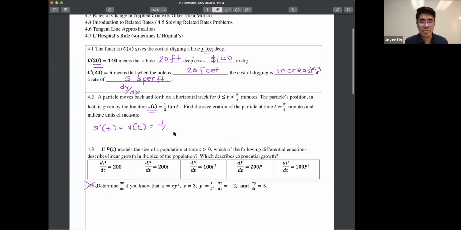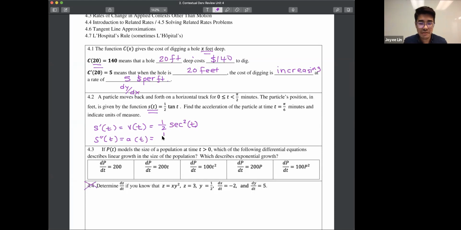And so if we take the derivative there, remember tans are sexy. So 1/2 secant squared of t. Well, that's our velocity function. And then we can do s double prime of t, which is equal to your acceleration function. Ooh, how the heck do we take the derivative here?